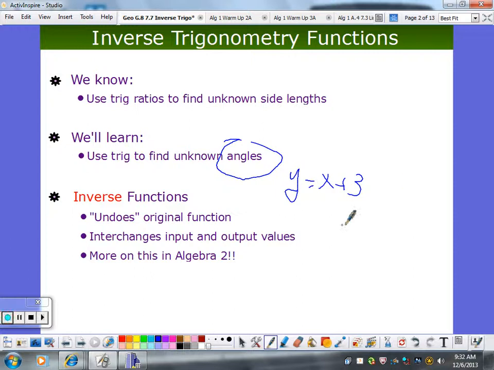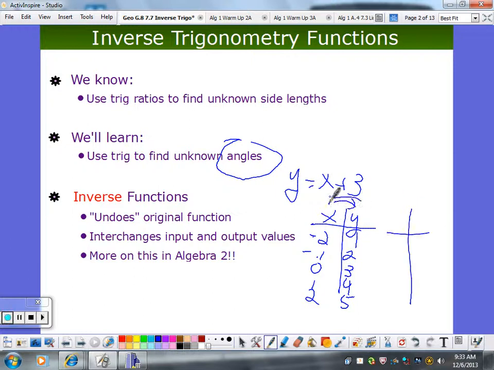Y equals x plus 3. So let's make the little chart, right? Remember this? Good old days. If your x is negative 2, what's y? 1. If your x is negative 1, what's y? 2. If x is 0, y is 3. If x is 1, y is 4. And if it's 2, y is 5. The inverse of this function is going to swap your y's and x's. So now your inputs are going to be 1, 2, 3, 4, 5, and your outputs are going to be negative 2. I am swapping. I'm taking the opposite.